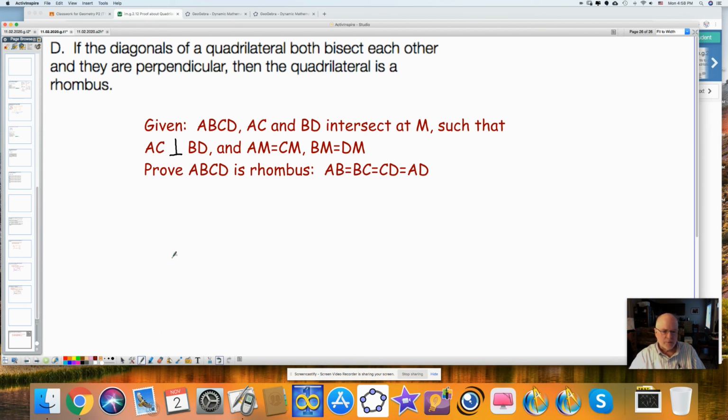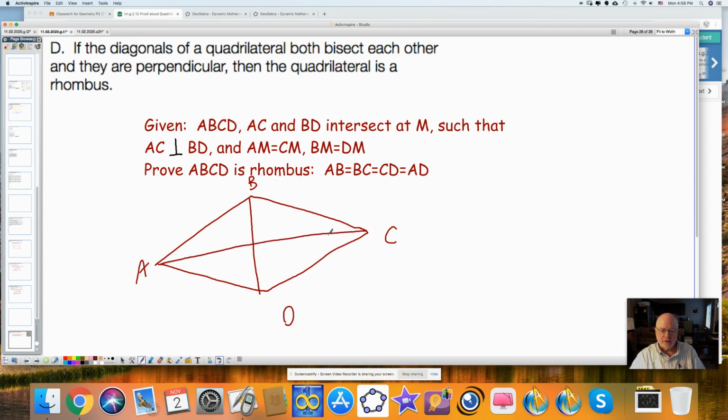Now, let's draw a picture of this. I'll draw it kind of like a rhombus, even though I don't know that it's a rhombus yet. I have A, B, C, D. These diagonals bisect each other at right angles, so these are all four right angles. We also know that these bisect each other, so this is congruent to this one, and this one is congruent to this one. What I need to prove is that all four of these sides are congruent.